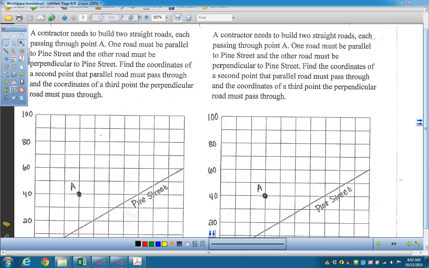So in other words, what you want to have on this is one road going kind of like this. So that's not really parallel, is it? That's bad parallel. Let's try again. One road that is parallel, there we go, going through that point, and one road that is perpendicular going through that point. And what they want to do is find one other point on this road and one other point on this road.